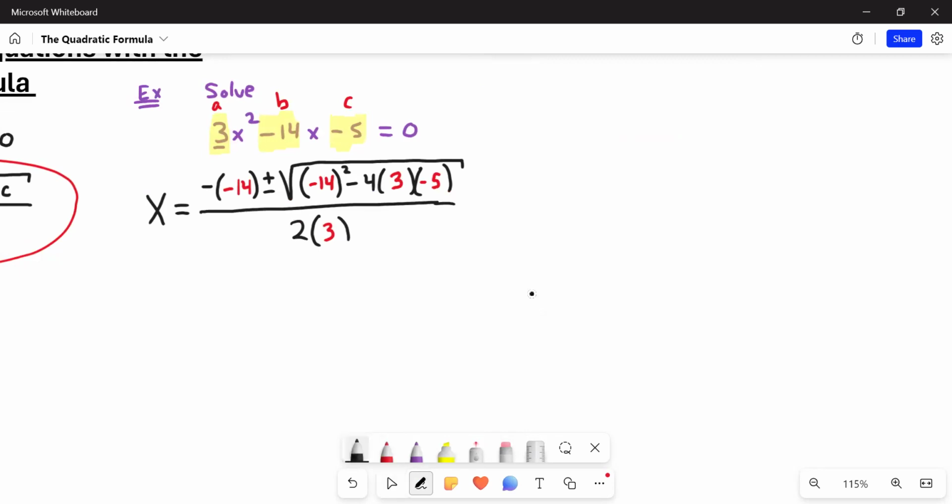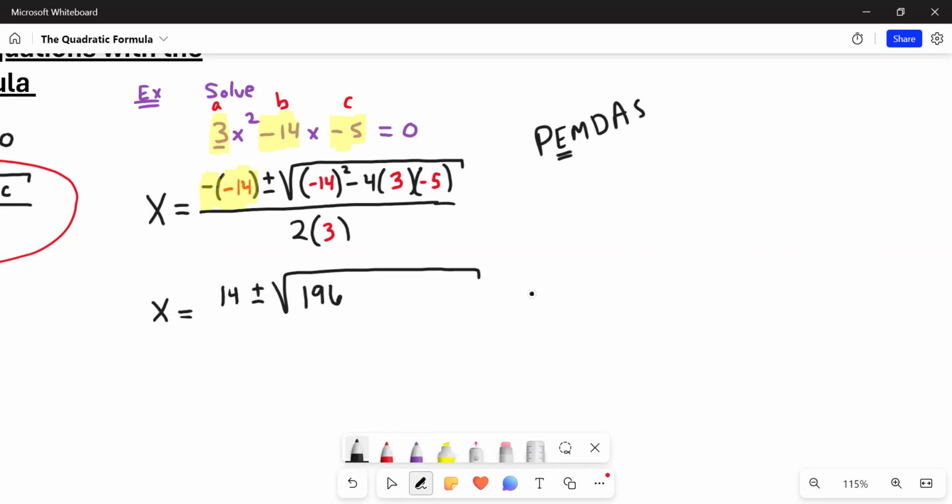Cleaning up this problem a little bit, the first place to start is out in front here. We have minus negative 14, or negative 14, that will become positive 14, plus or minus. Inside the square root is typically where we have the most issues. Following the order of operations, using our PEMDAS, inside that square root the first thing will be an exponent, negative 14 squared, negative 14 times negative 14, positive 196.